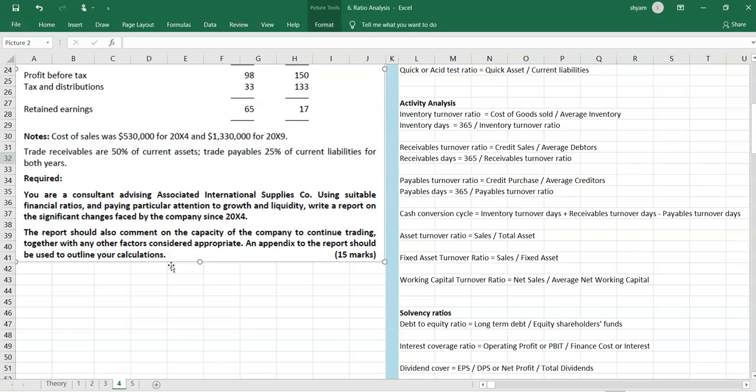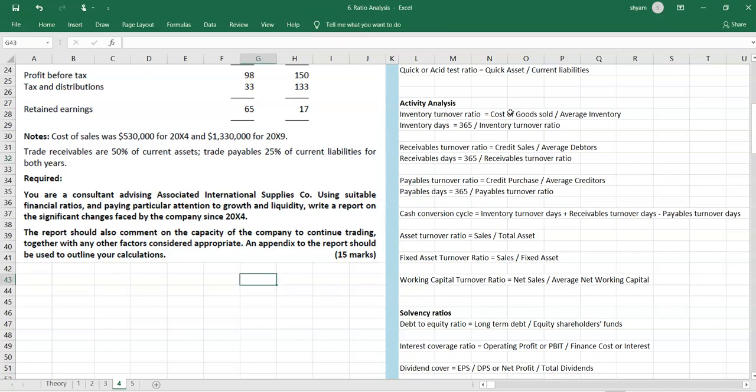So you have to focus on how the growth of the company is as well as the liquidity. You also have to write what are the various significant changes faced by the company, what numbers have changed and how they have changed. You should also comment on the capacity of the company to continue trading. I think the company might face some kind of bankruptcy also. So that is about the concept here.